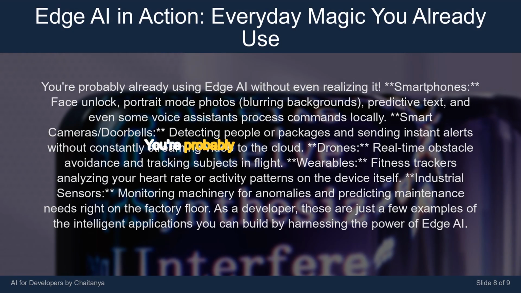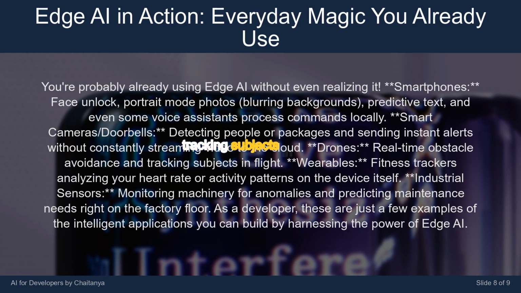You're probably already using Edge AI without even realizing it. Smartphones: face unlock, portrait mode photos, blurring backgrounds, predictive text, and even some voice assistants process commands locally. Smart cameras and doorbells: detecting people or packages and sending instant alerts without constantly streaming video to the cloud.